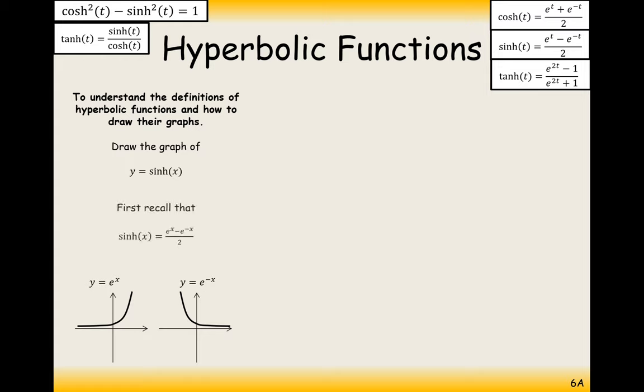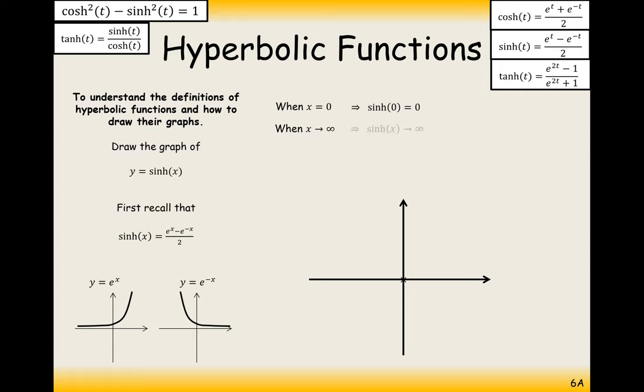Moving on to the sinh graph now. So again, we need to recall the exponential definition. So it's just a subtraction of two exponential graphs here. So again, let's just think about it. When x is 0, we'll get sinh of 0 is 0, because it'll be 1 minus 1 over 2. When x becomes a very big number, then e to the x will become very, very big, and e to the minus x will become basically 0. So it would be something big, take away 0, divided by 2, that would be something big.